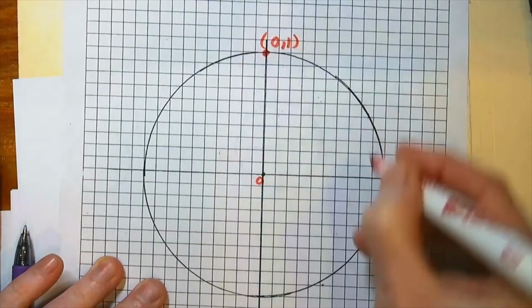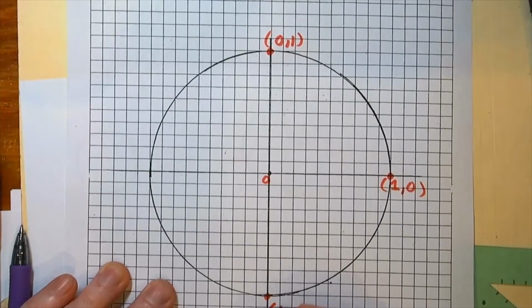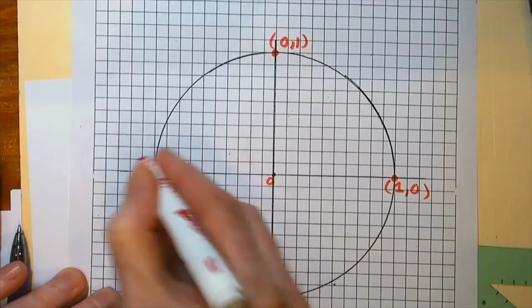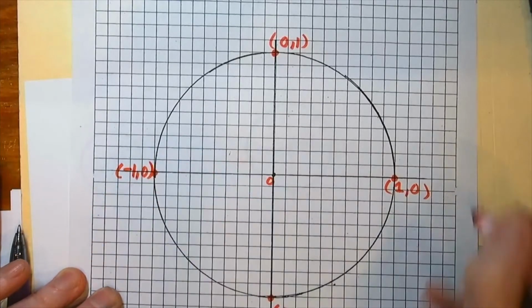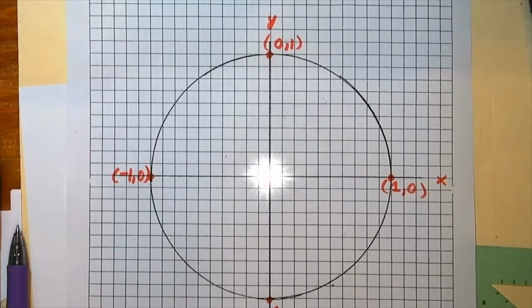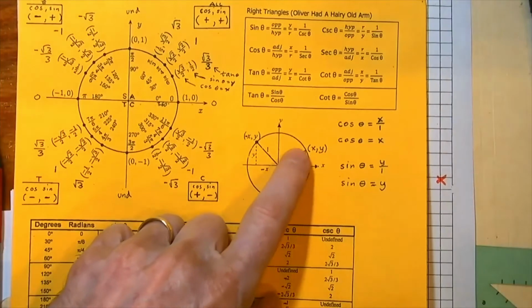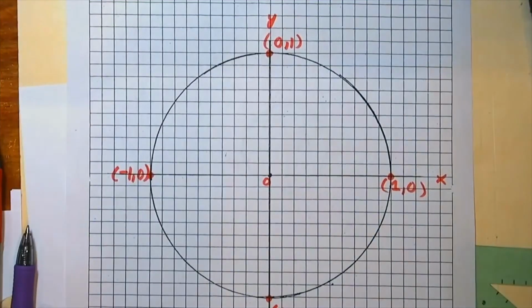Put a little parentheses on so you know you're talking about XY coordinates. And of course, way down here would be (0, -1). And over here would be (-1, 0). Of course, this is X, this is Y. So if I put an angle on here, that's what you see on this little sheet. I'm trying to draw a little triangle here.